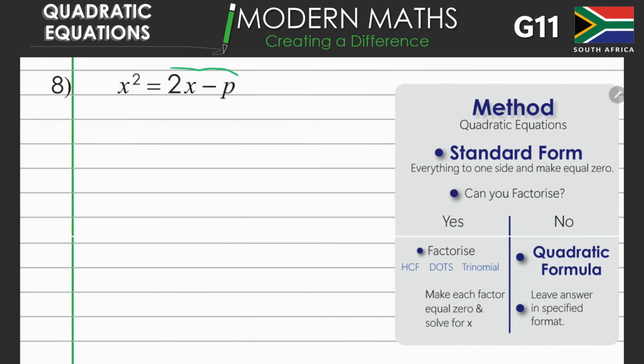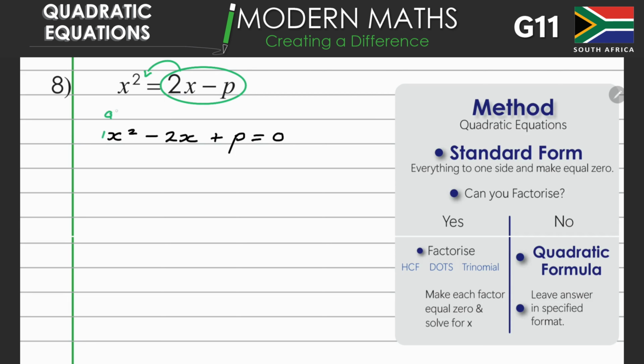Alright, welcome to your challenge round. So this is a literal equation. This is a quadratic equation that has more than one variable. And you're asked to solve for x in terms of p. So first things first, you want to get standard form. So you take everything over to that side and make it equal to 0.